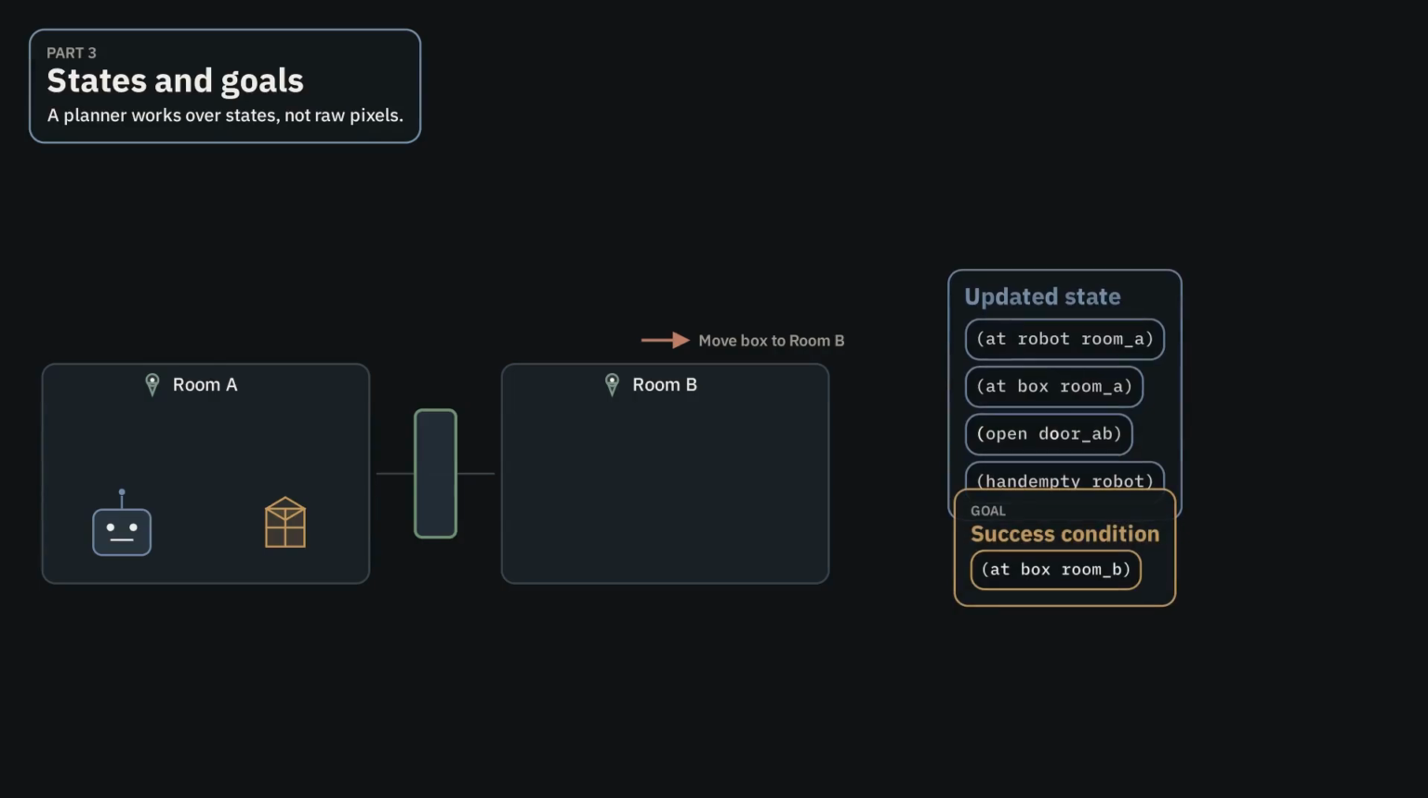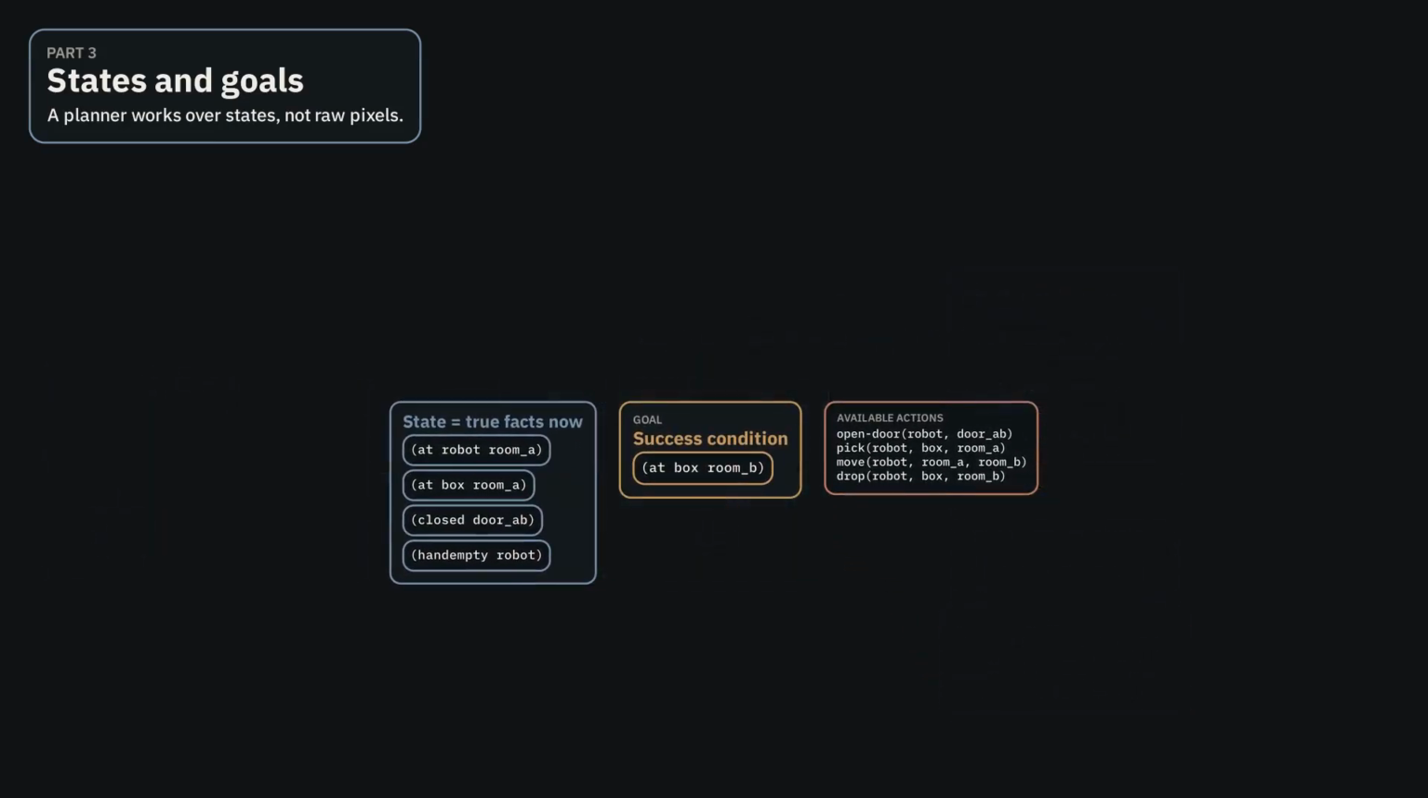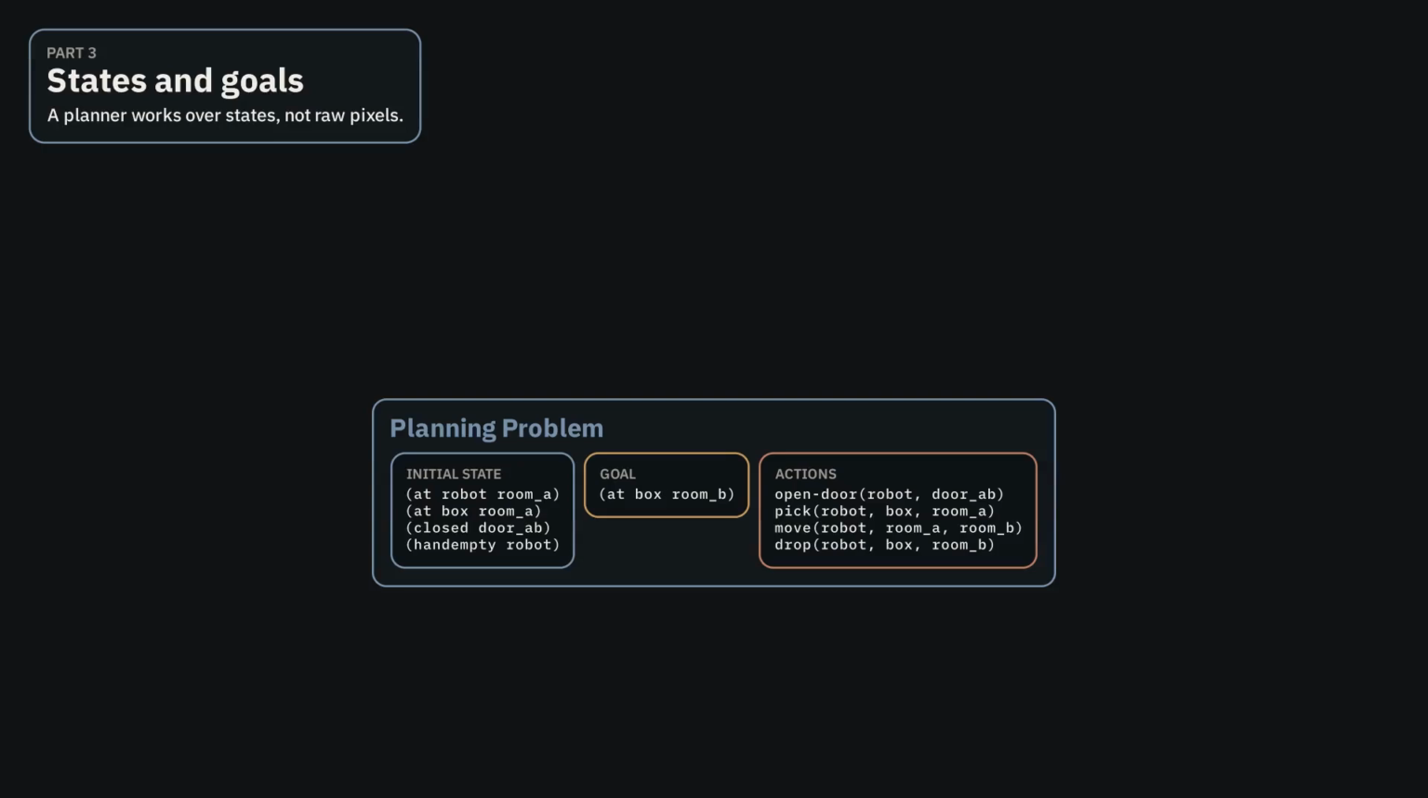Next comes the goal. And the goal is usually smaller than a full state. We do not always care about every future detail. We only care about the facts that define success. In our example, success means the box ends up in room B. That is enough to specify the goal. Put these pieces together and we get a planning problem. An initial state, a goal, and a collection of actions the planner is allowed to use. This is the object the planning algorithm will solve.